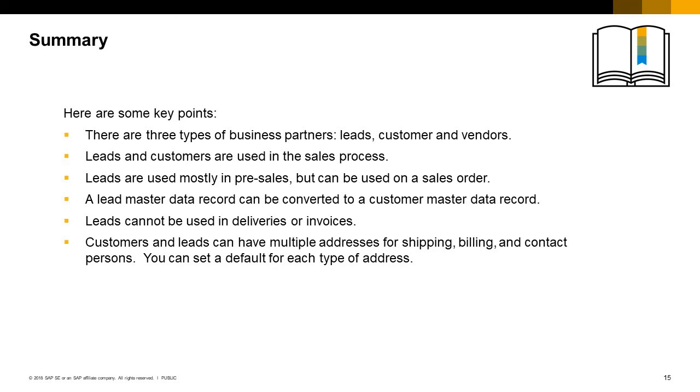There are three types of business partners: leads, customers and vendors. Leads and customers are used in the sales process. Vendors are used in purchasing. Leads are used mostly in pre-sales, but can be used on a sales order. A lead master data record can be converted to a customer master data record. Leads cannot be used in deliveries or invoices. A customer must be used on documents with a possible accounting impact. Customers and leads can have multiple addresses for shipping, billing, and contact persons. You can set a default for each type of address.